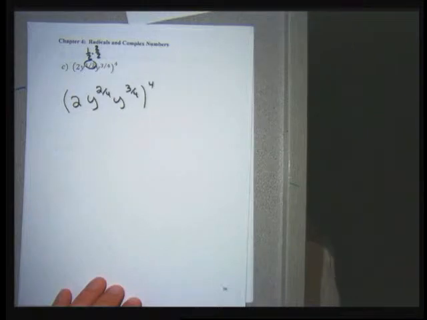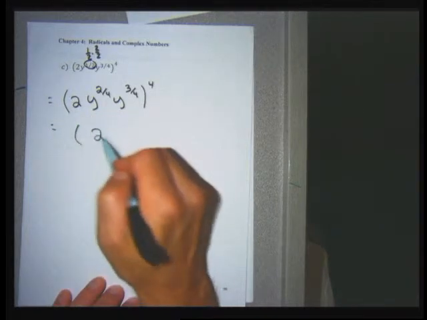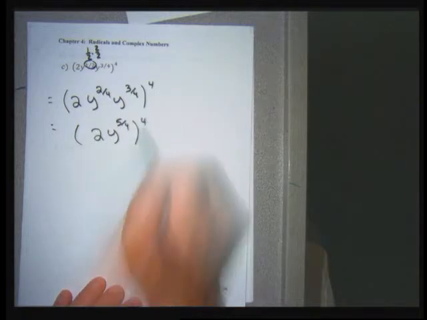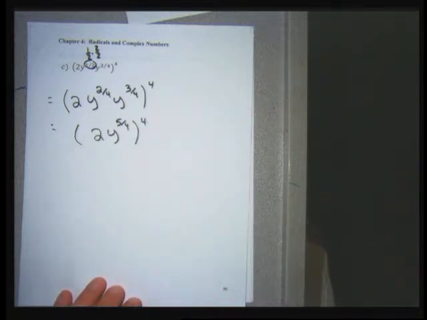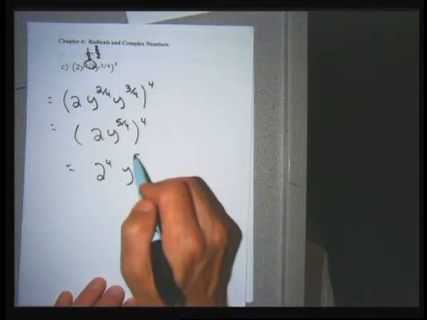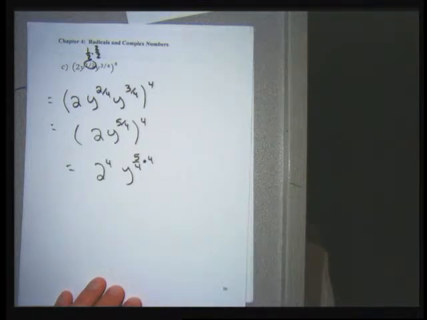Now the 2y's can be multiplied, and you multiply them by adding their exponents. And that's going to give me 2y to the 5/4 power. And now I'm going to raise everything to the 4th power. So I'm going to raise the 2 to the 4th power, and for the y, I raise it to the 4th power by multiplying its exponent by 4.